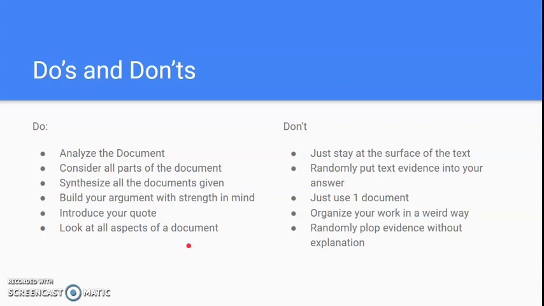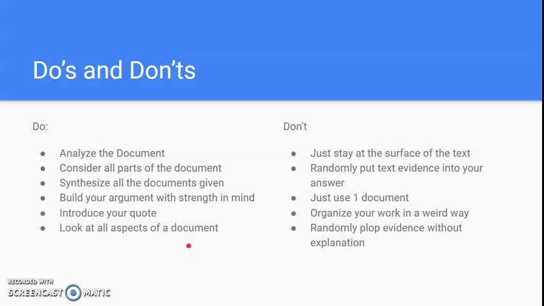And of course, this ties into the next one: build your argument with strength in mind. There's a few ways that you can organize it, but usually you put your weakest link in the middle and sandwich it by your strongest ones. Either that, or you start building up to your strongest argument. Of course, introduce your quotes or introduce the context. So you gotta describe the document before you start using it and how it plays into your argument.